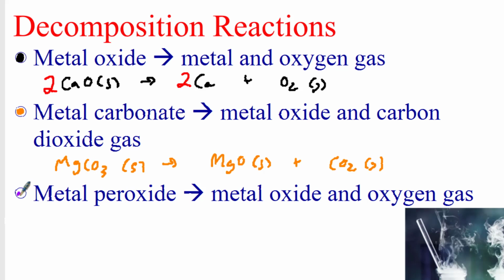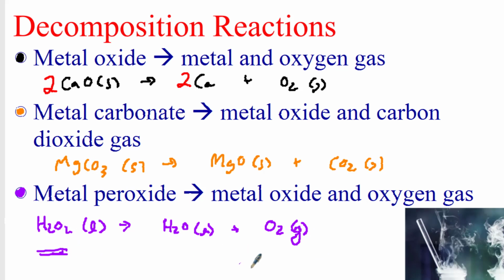And probably our most important is a metal peroxide, something like hydrogen peroxide. Yes, that hydrogen peroxide bottle that you have in your cabinet at home. This is going to break down into a metal oxide, which is, in this case, H2O, liquid, and oxygen gas. So why do they put it in those brown bottles? Because that metal peroxide will break down into water and oxygen gas, and you don't want to buy a $2.30 bottle of water and oxygen gas. So they put it in brown bottles so it doesn't break down.